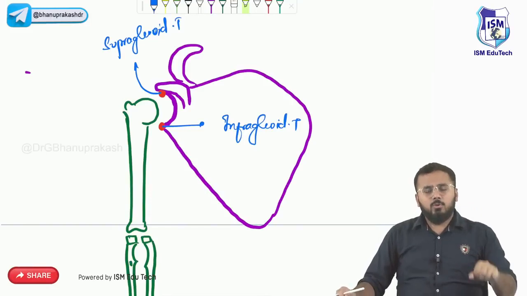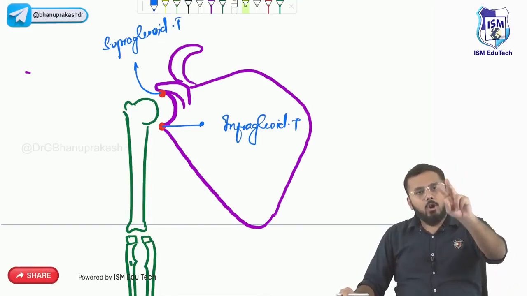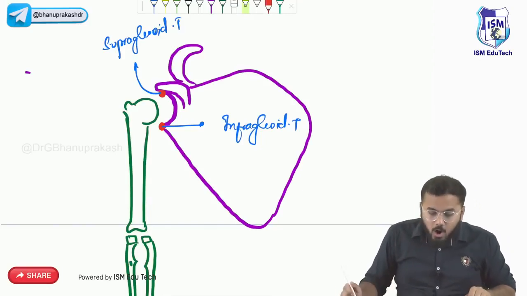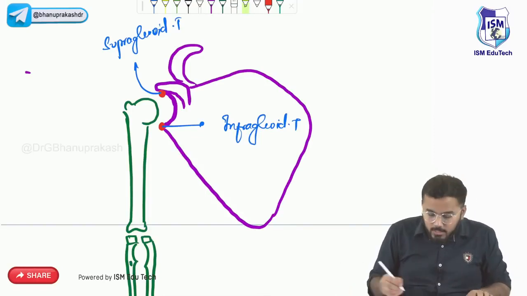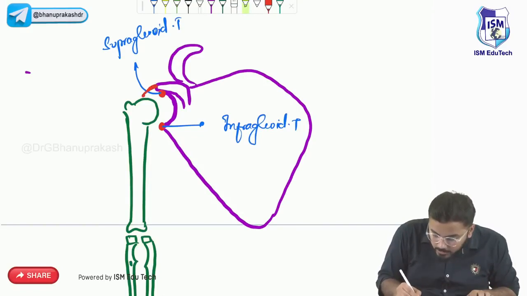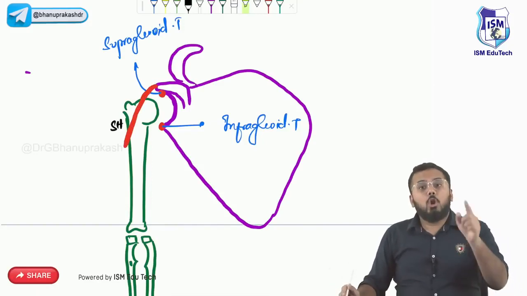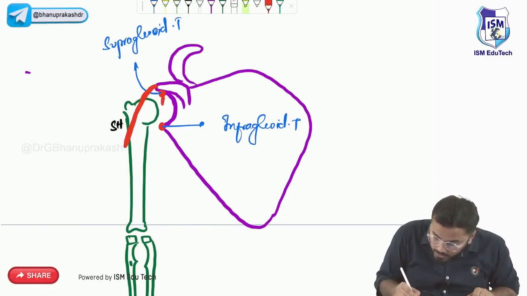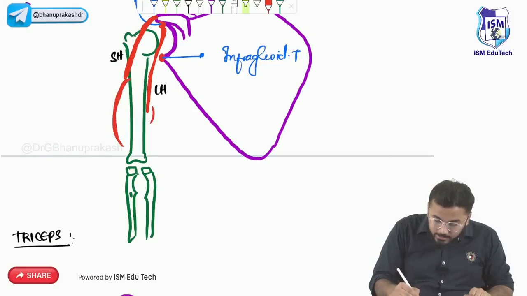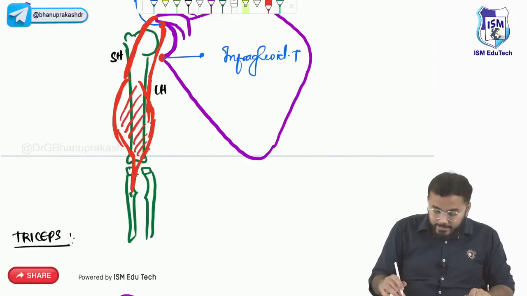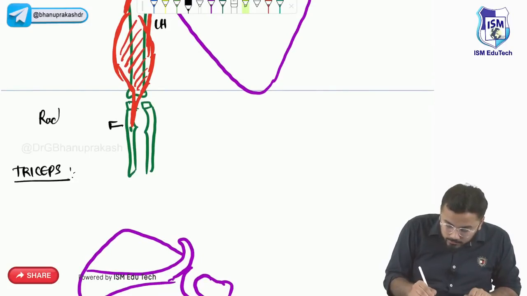Now I'm discussing biceps brachii. In biceps brachii, what did I tell you? We have two heads, short head and long head. Now look here very carefully. The short head arises from the coracoid process. This is your coracoid process. This is called your short head. Whereas the long head arises from the supraglenoid tubercle. Now both of them will form a muscle like this and they will insert to the radial tuberosity. They will insert to a tuberosity on the radius. This is called the radial tuberosity.